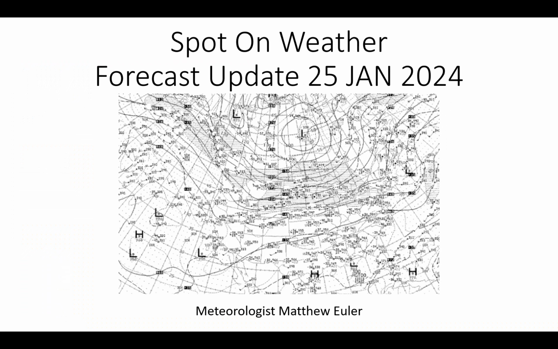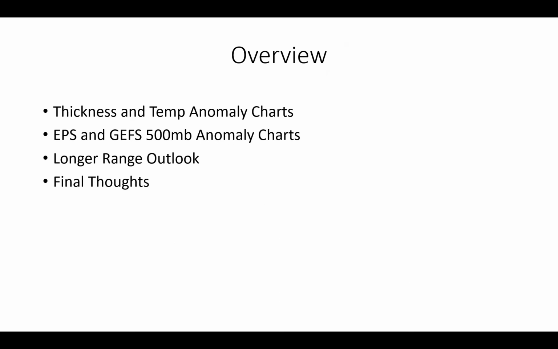We're going to take a look at the latest forecast update, and everything I use in tonight's video will be from the midday model runs from 25 January 2024. In tonight's video, we're going to look at the overview here. We'll take a look at the thickness and temperature anomaly charts, the forecasts, the EPS, the European, as well as the GFS Ensemble forecasting system, the 500 millibar anomaly charts, where those troughs and ridges set up. Then we'll move on to the longer range outlook, followed by my final thoughts.